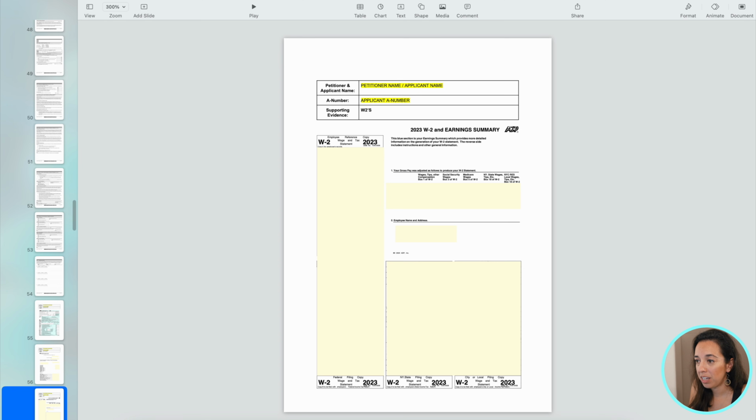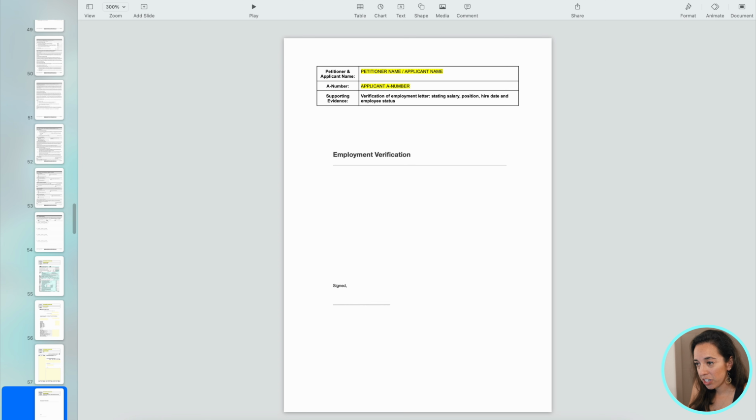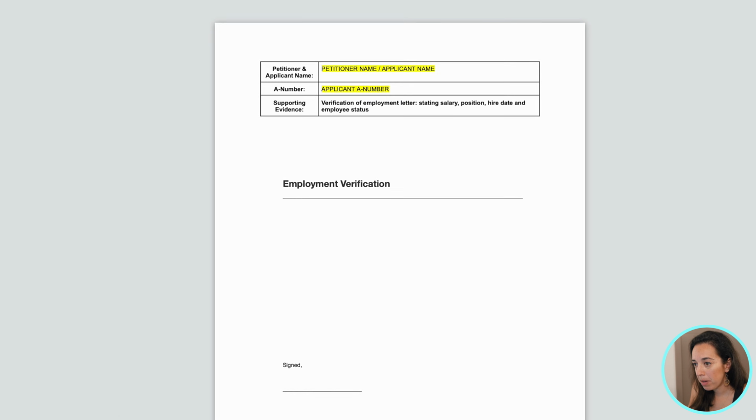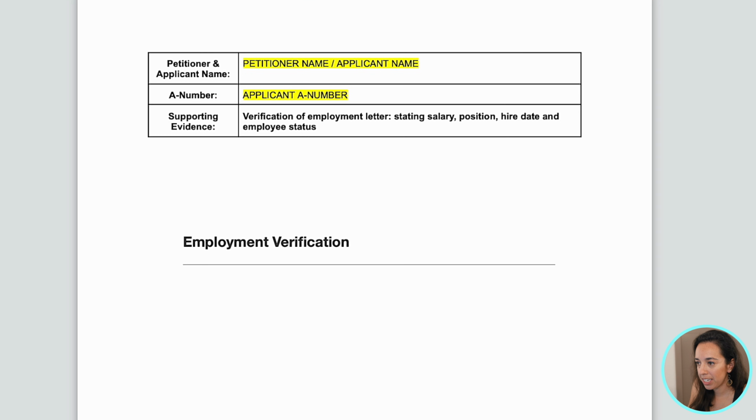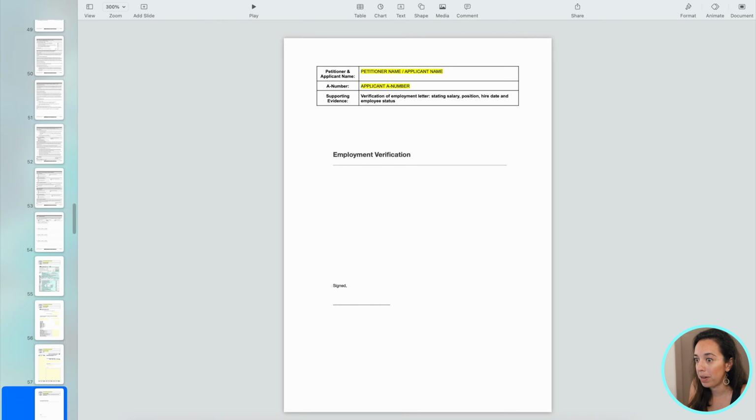We then included W-2s for the past 3 years. The next document was a letter from my employer verifying my employment that states my position, salary, hire date, and employee status. We tried to provide as much information and documentation as we could, as we wanted to avoid receiving a request for evidence. So we found it better to include as much relevant information as we could, rather than solely include the bare minimum.